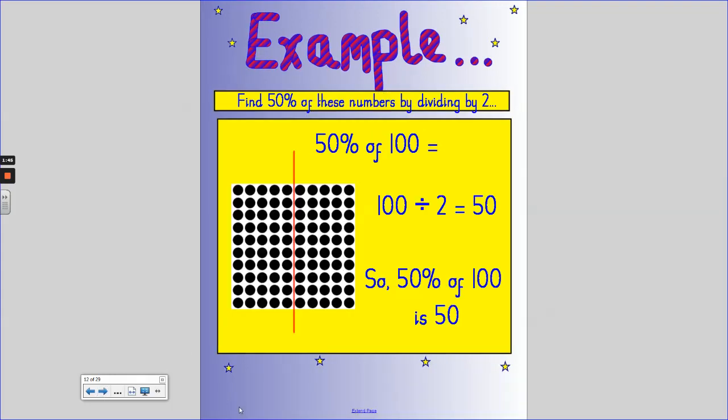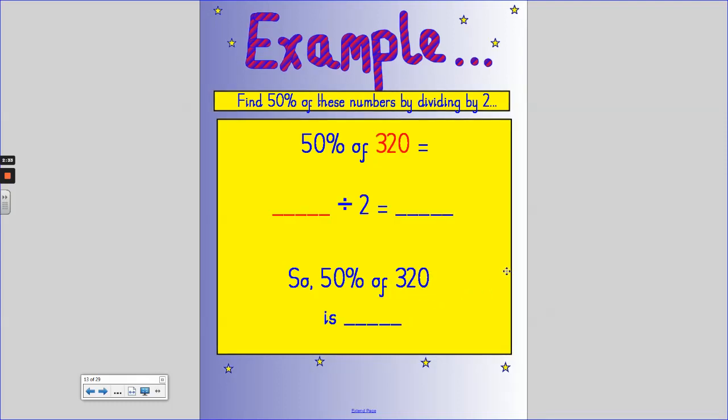So on the board then, there are 100 dots. So we want to work out what 50% of 100 is. So we need to follow the method of dividing by 2. So we are going to be halving. We take our amount, which is 100, we divide by 2, which means chopping it in half, and we get the answer of 50. So we know that 50% of 100 is 50. So 50% is the same as a half.